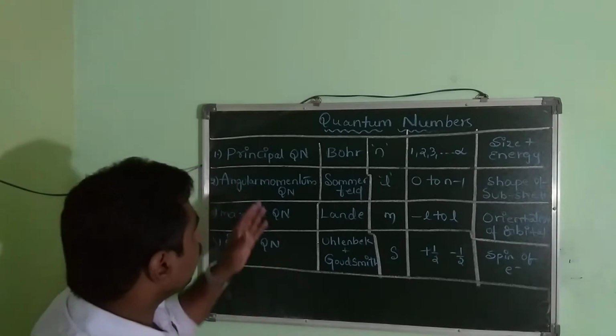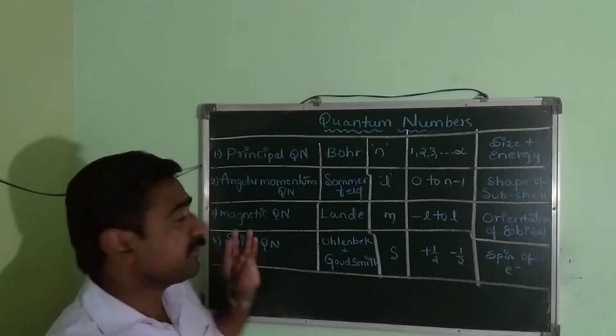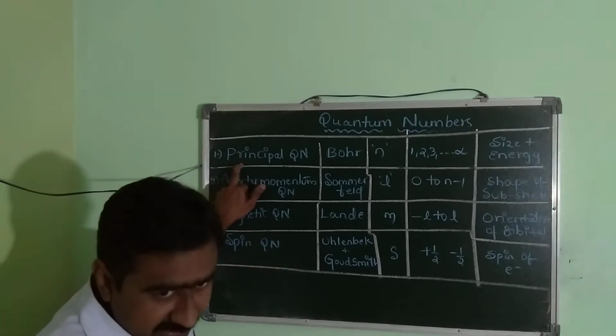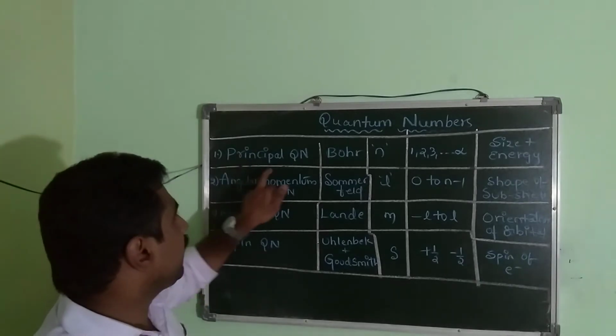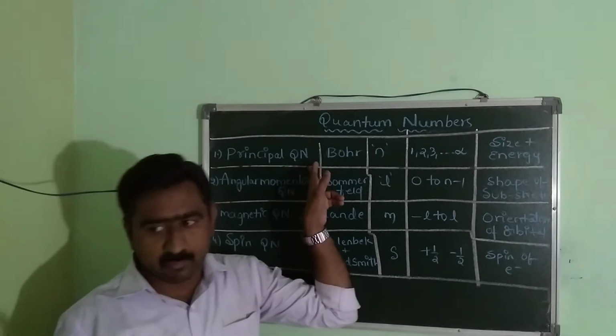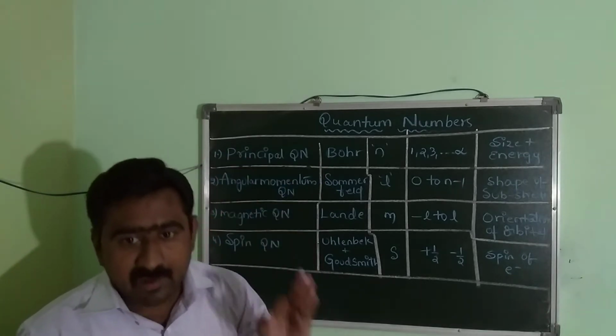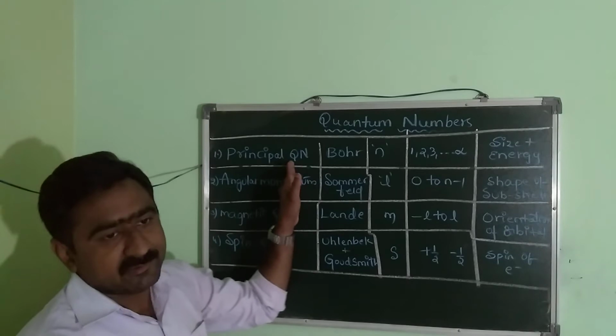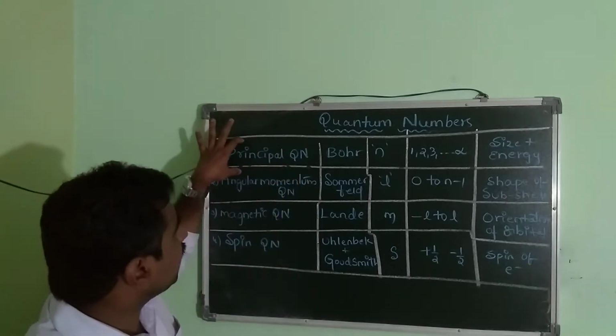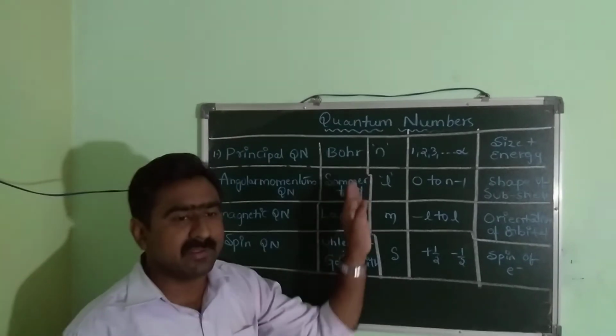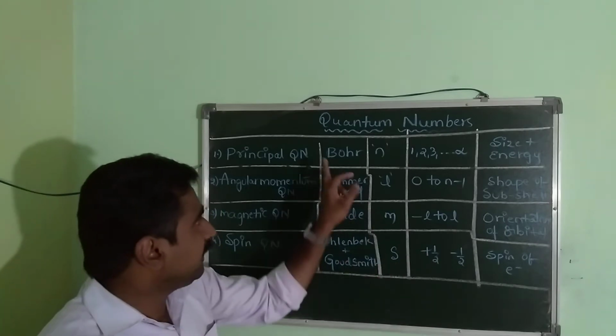First of all, there are four important quantum numbers. The first important quantum number is what we call the principal quantum number. Qn represents quantum number here. The first quantum number we call the principal quantum number. Is it clear to everyone? This principal quantum number was proposed by the scientist Niels Bohr.